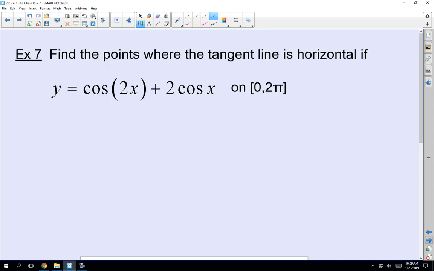One application of this, and I think this is the last thing. So it says find the points. Example 7. Find the points where the tangent line is horizontal, if y equals cosine of 2x plus 2 cosine of x on the closed interval 0 to 2 pi. So find the points, plural, where the tangent line is horizontal.